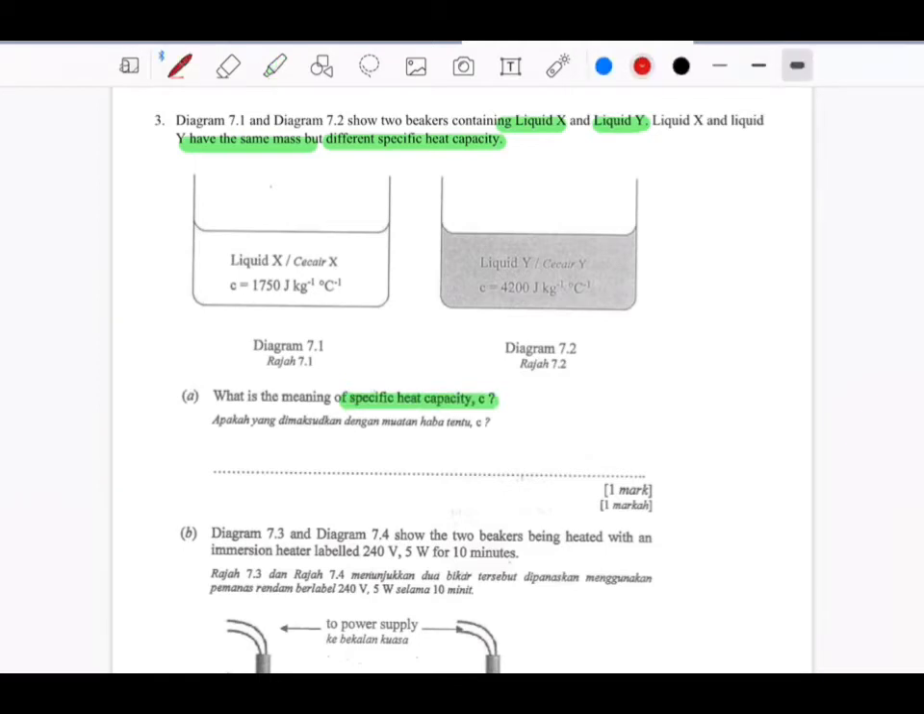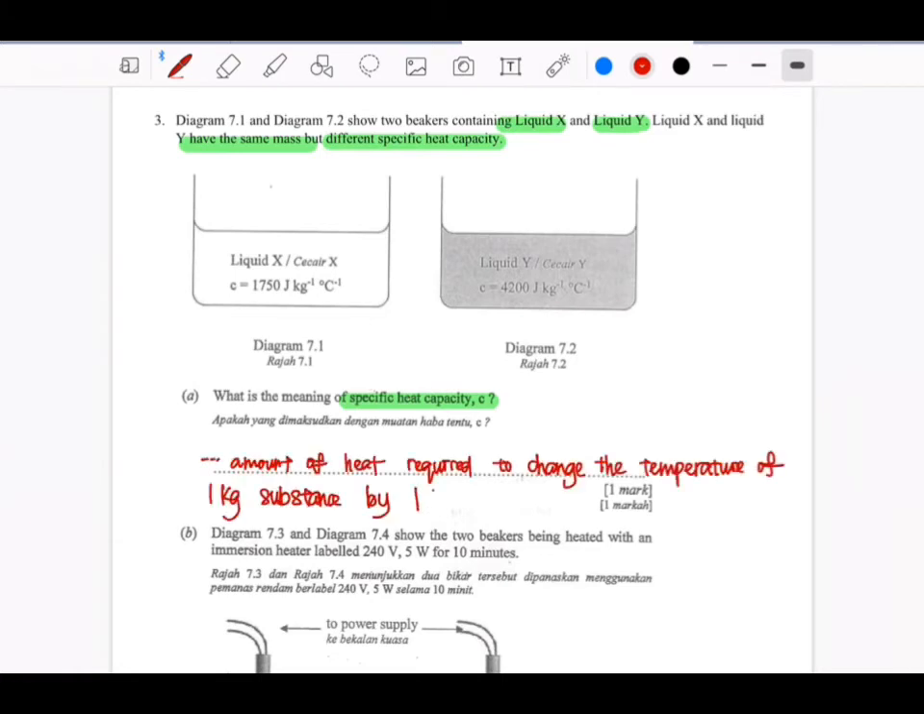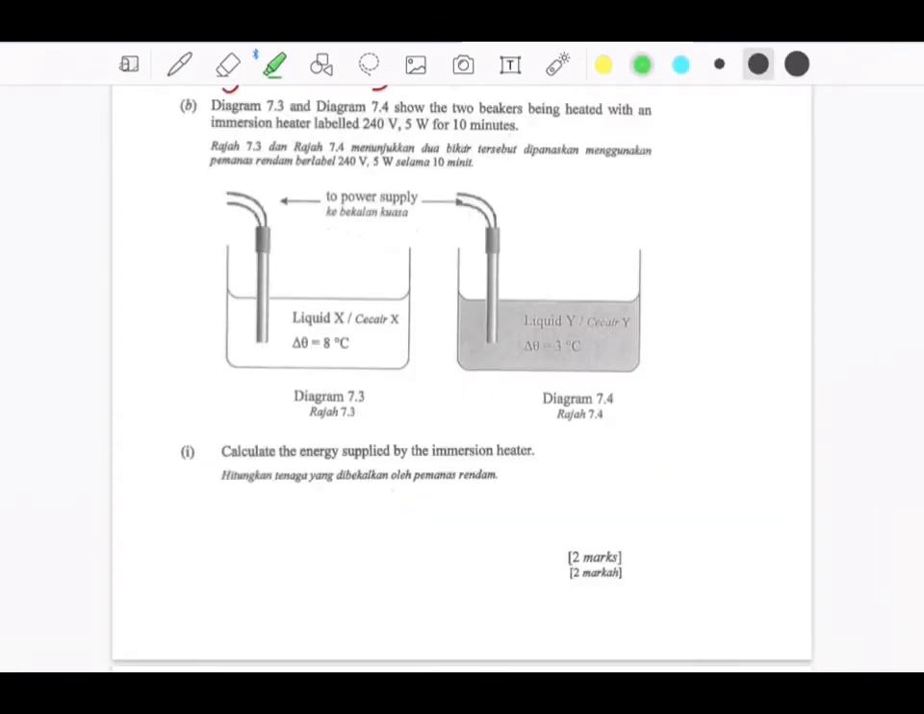So this is another popular question. Specific heat capacity is the amount of heat needed to change the temperature of 1 kg substance by 1 degree Celsius. So don't forget it's 1 kg and 1 degree Celsius. Now both of the beakers are heated by a heater.